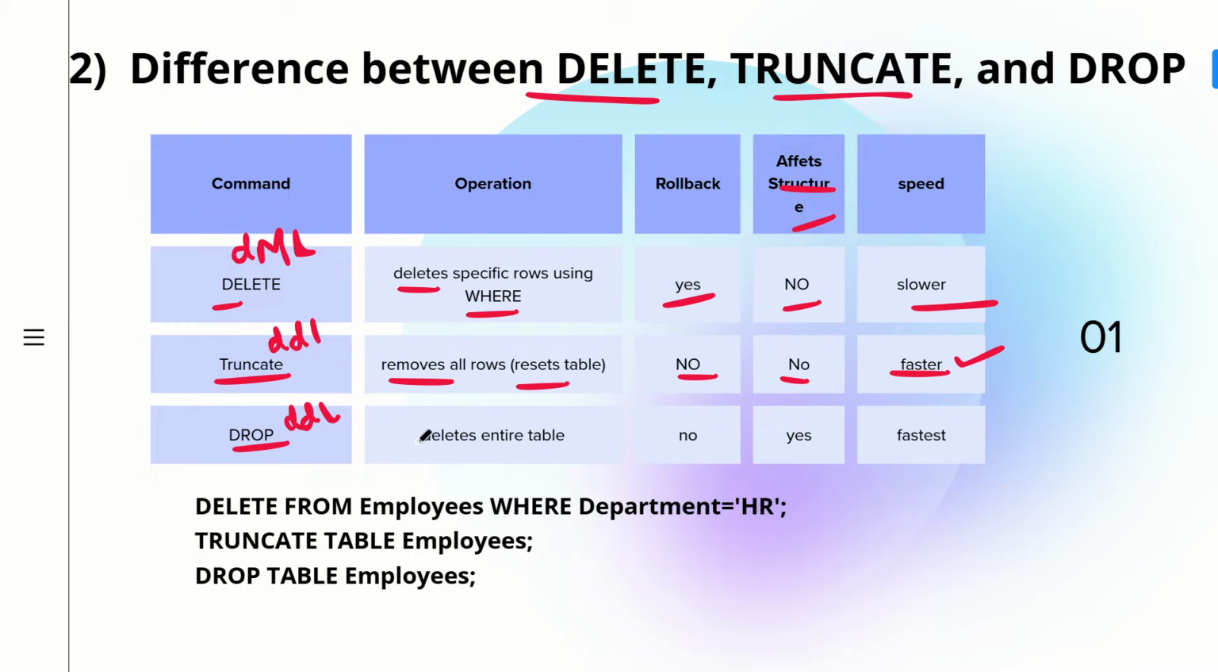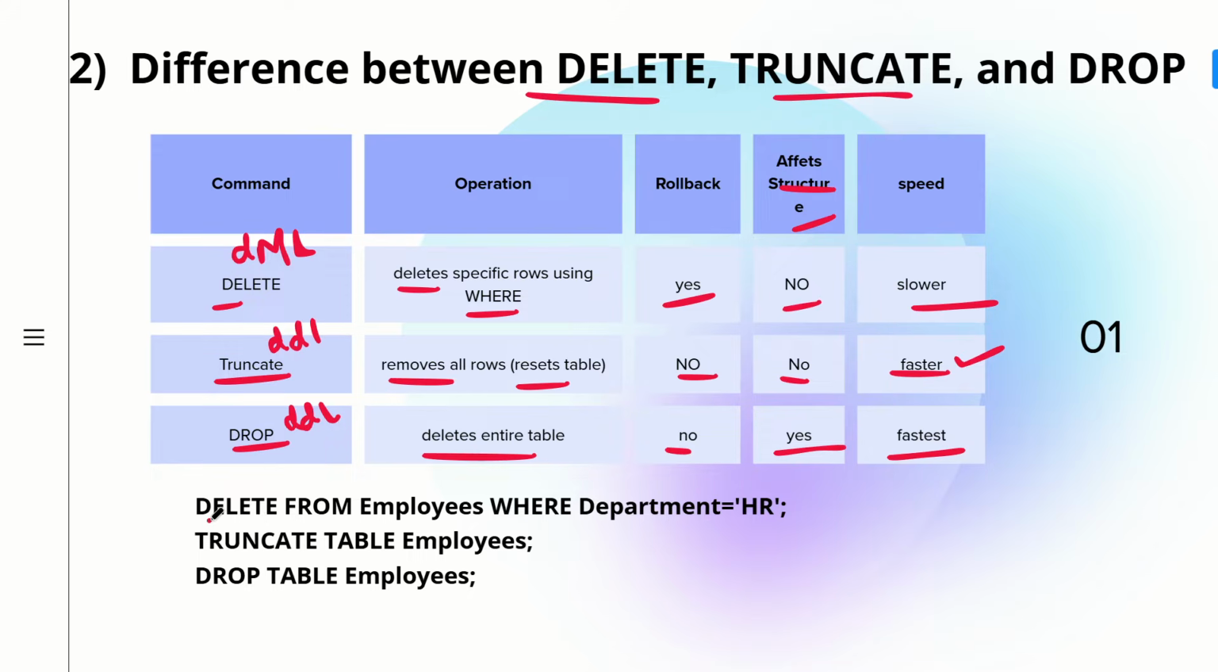This also comes under DDL. And the operation, what it does is it is helpful for deleting the entire table, so that table will not exist now. So can we do rollback? No, we cannot do rollback. Does it affect the structure? Yes, because we are deleting the entire table now, so there is no structure, there is no table. So yes, it affects the structure. And how is the speed? It is the fastest. We will see the syntax of how we can use.